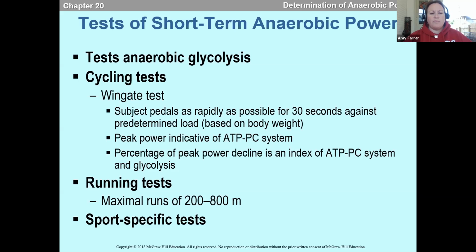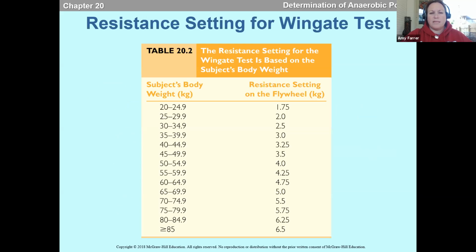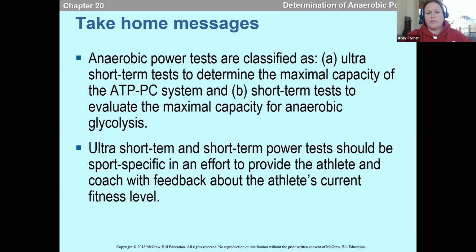Maximal tests, running 200 to 800 meters, and sport-specific tests will give us what that anaerobic short-term glycolytic power looks like. So here's an example when we look at that Wingate. It's going to be resistances. If you weigh 40 kilograms, the resistance setting on that flywheel is going to be 3.25. So it really gives you a pretty good idea of what kind of load you're looking at.